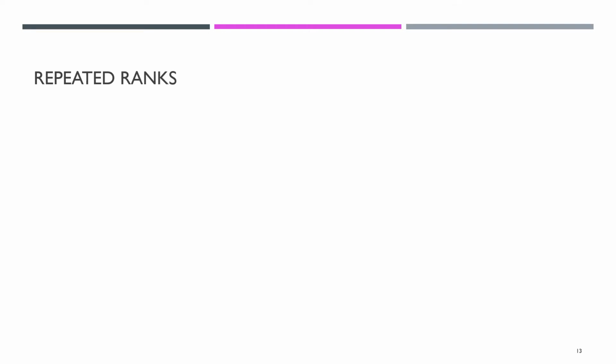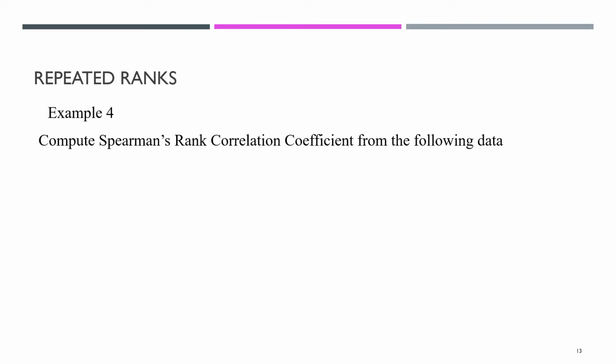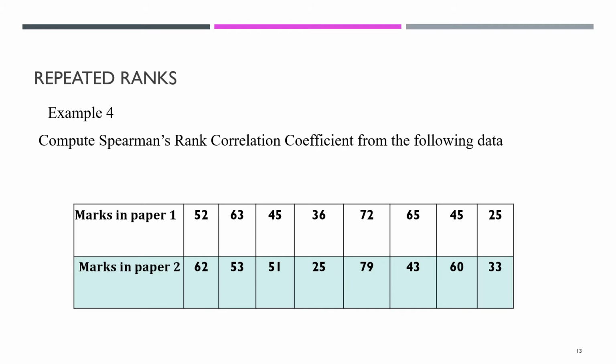Next, how to calculate capital R or Spearman's rank correlation when we have repeated ranks. Again, an example. Marks in paper 1 and marks in paper 2 are given. We have to calculate Spearman's rank correlation coefficient. We want to see how these two data sets, marks in paper 1 and marks in paper 2, are correlated. So let X be the marks in paper 1 and Y be the marks in paper 2.